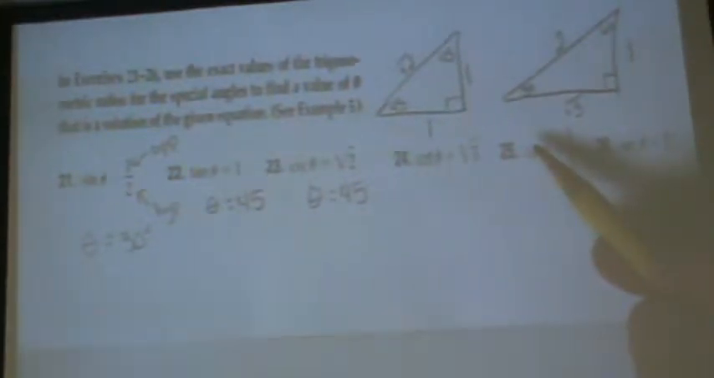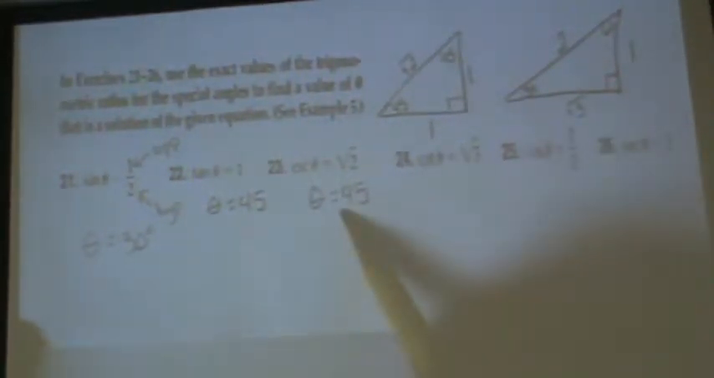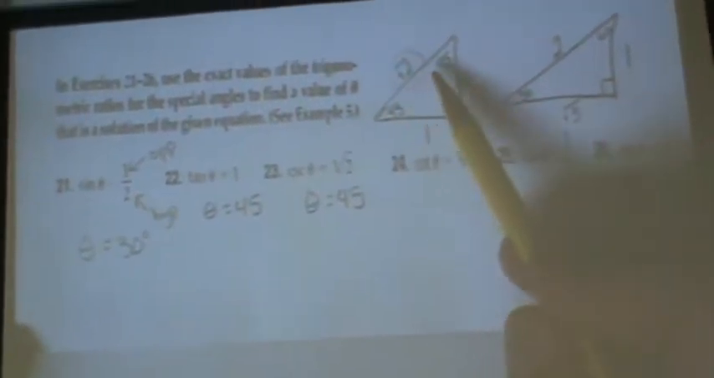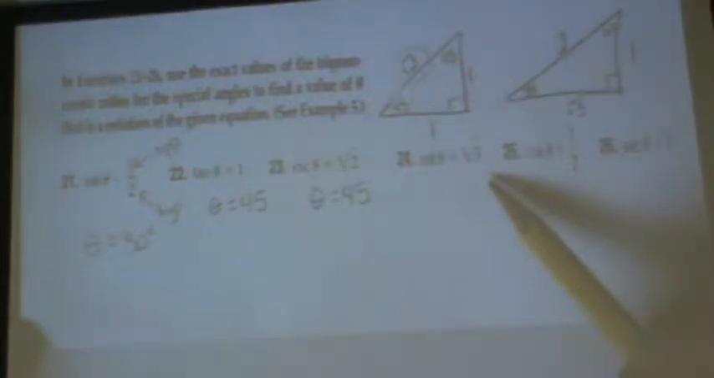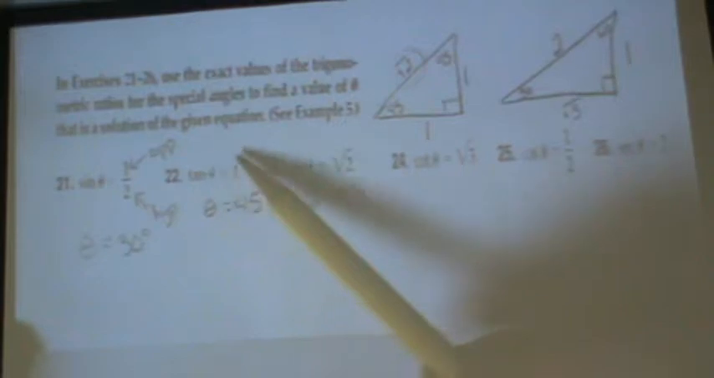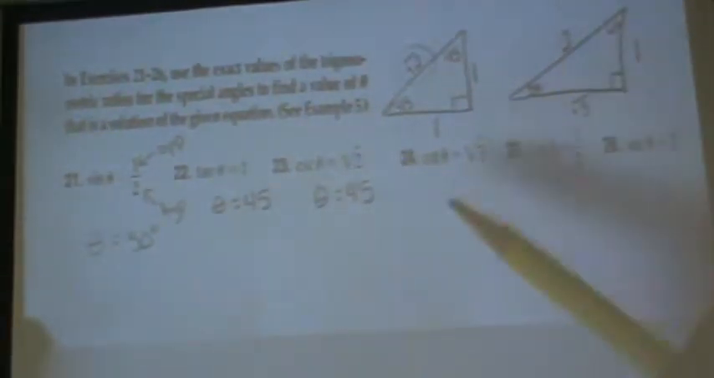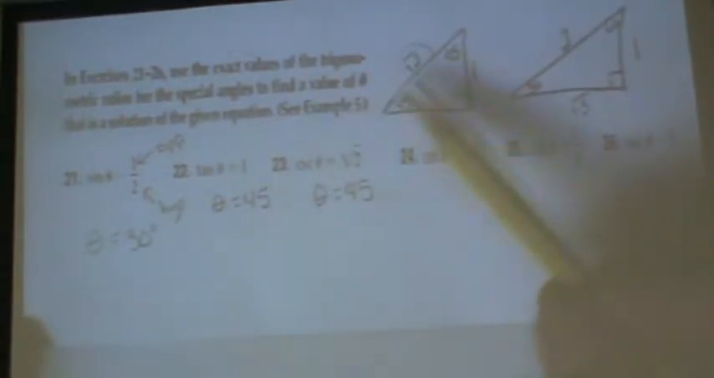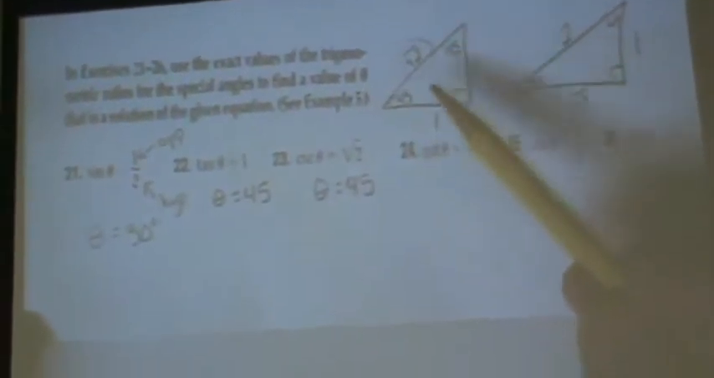Wait, why is it 45? Because your root 2 is in your 45-45-90 triangle. You wouldn't put 90? No. You're never going to be taking the sine, cosine, tangent of the 90 degree. It's the other angles that you're interested in.